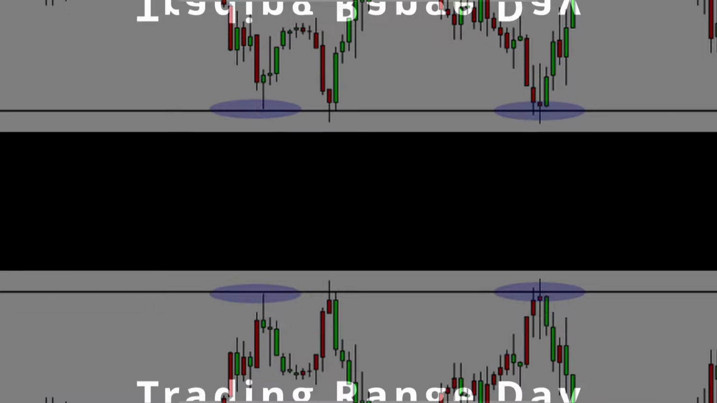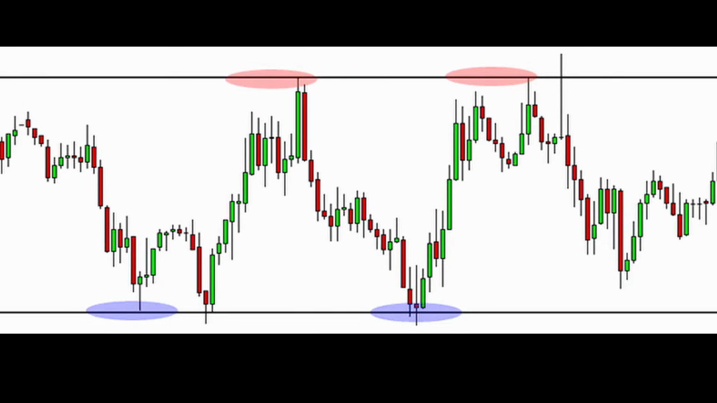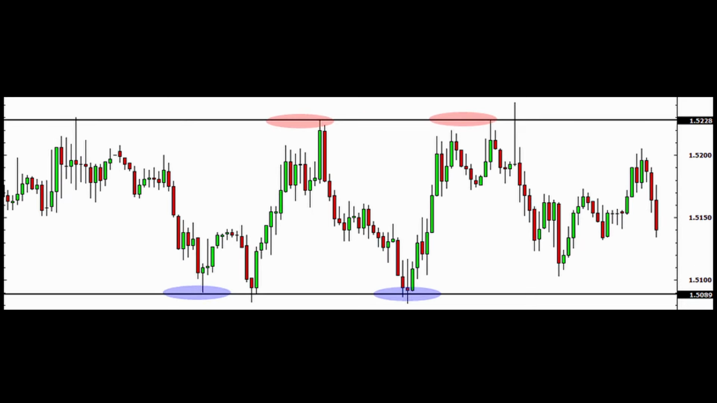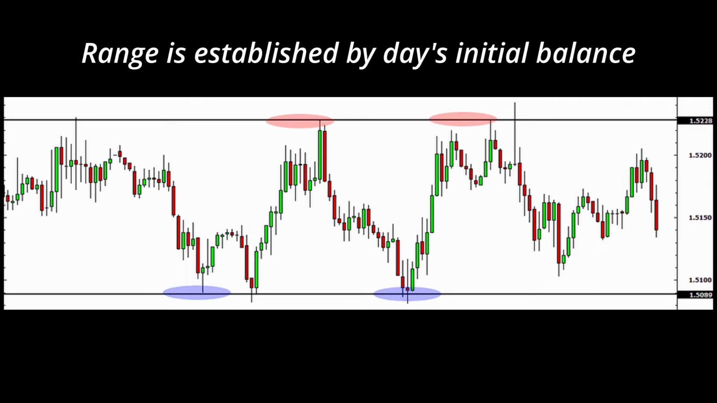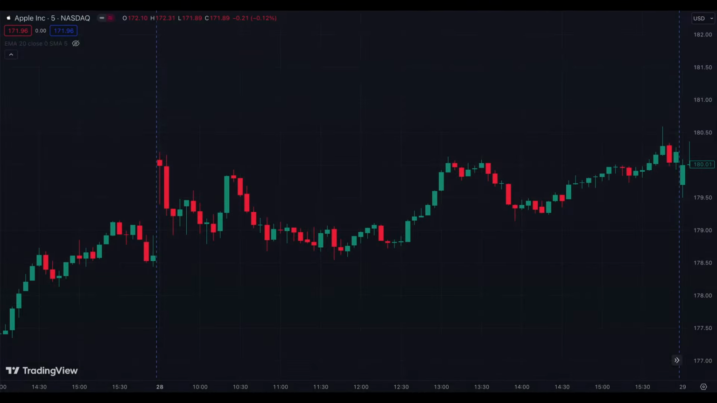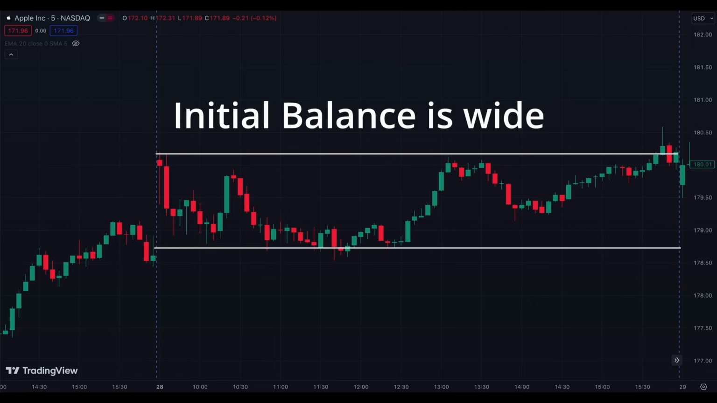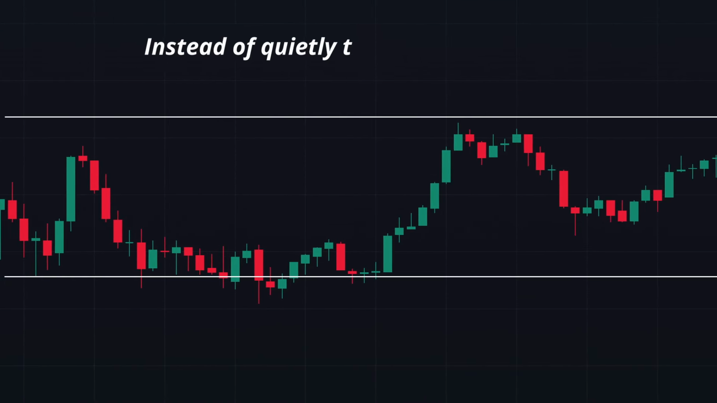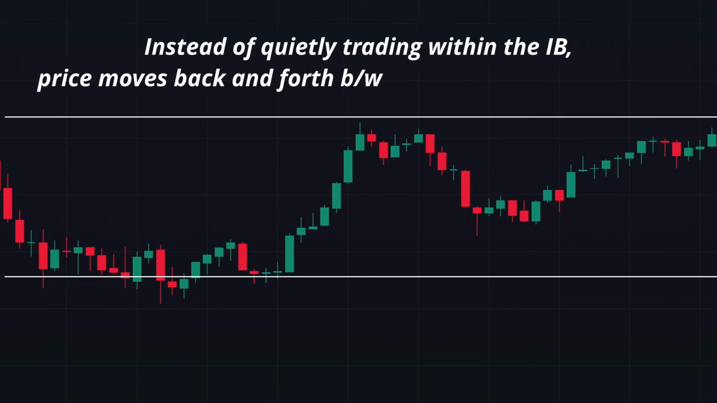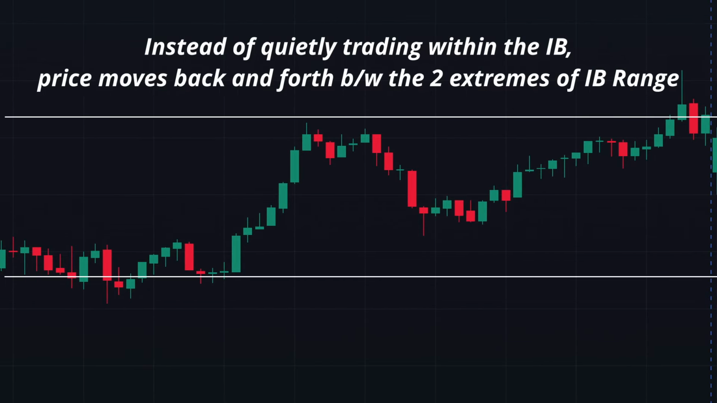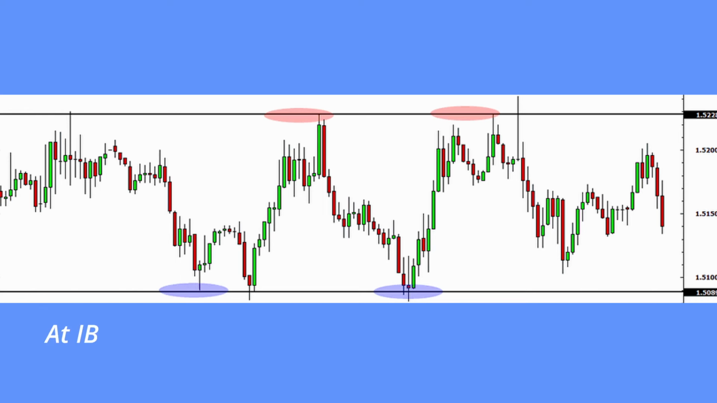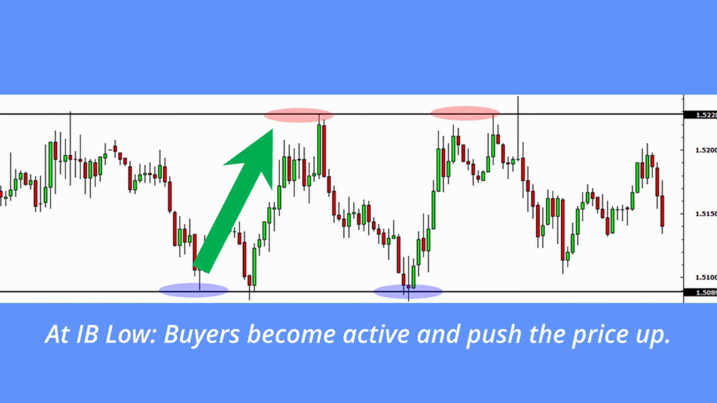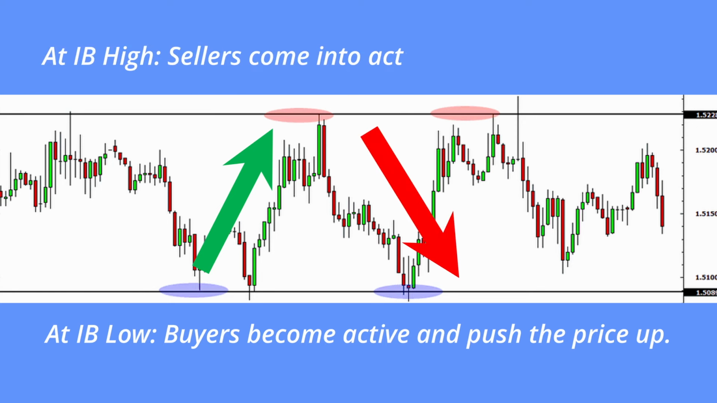Market day type 4. Trading range day. A trading range day occurs when both buyers and sellers are actively auctioning price back and forth within the day's range, which is usually established by the day's initial balance. On this day, the initial balance is wide, similar to a typical day, but instead of quietly trading within the initial balance range, the price moves back and forth between the two extremes of initial balance. At the lowest point of initial balance, buyers become active and move the price up, till they reach the initial balance high, where sellers come into action, and the price falls back to the initial balance low. This cycle repeats throughout the day.